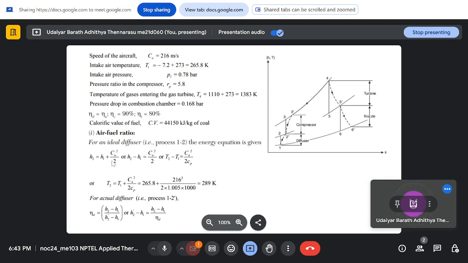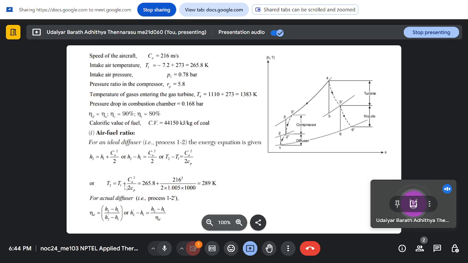So we can write this as H2 minus H1 equals Ca square by 2, or if we assume your Cp is constant and doesn't vary with pressure, it becomes T2 minus T1 equals Ca square by 2 Cp. So from this we can find out the temperature at the diffuser exit.